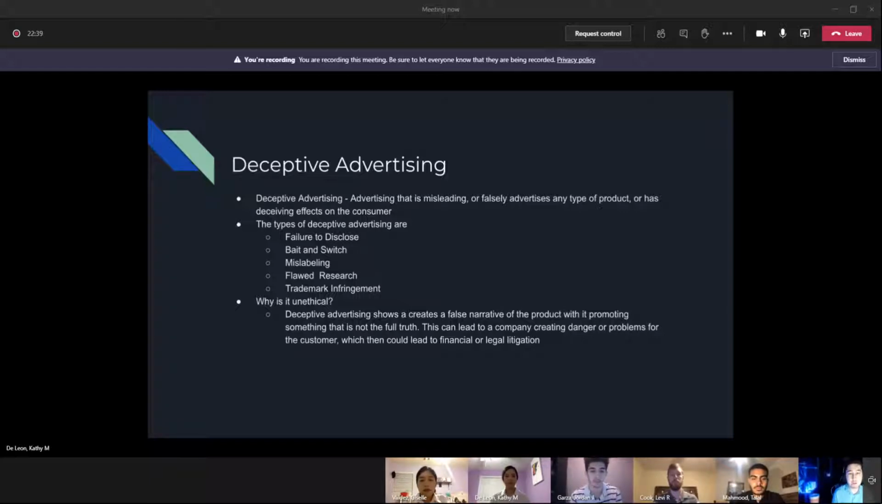Why is deceptive advertising unethical? Deceptive advertising creates a false narrative of what the product is truly promoting. It can lead to companies creating dangerous problems for the customer or the person that they are selling to, and this can result in financial or legal action against the company.